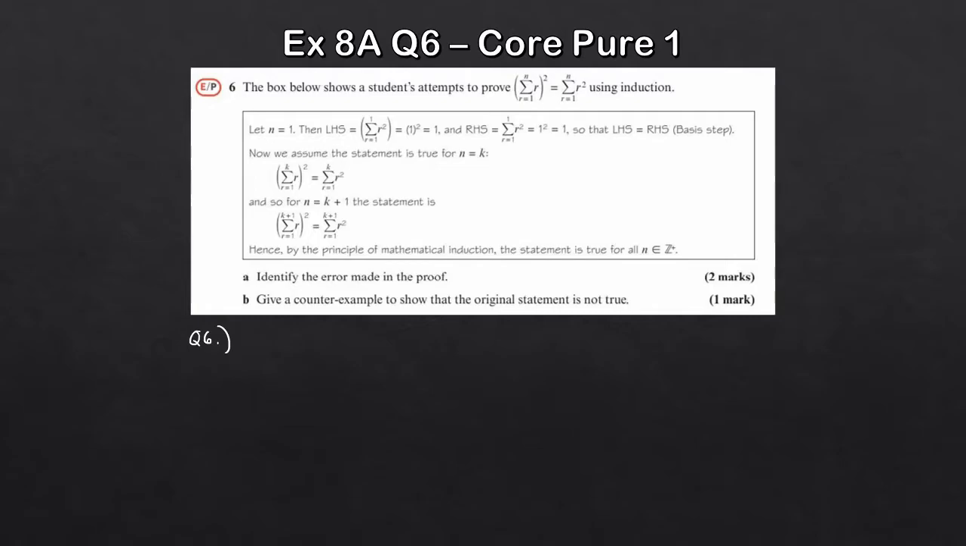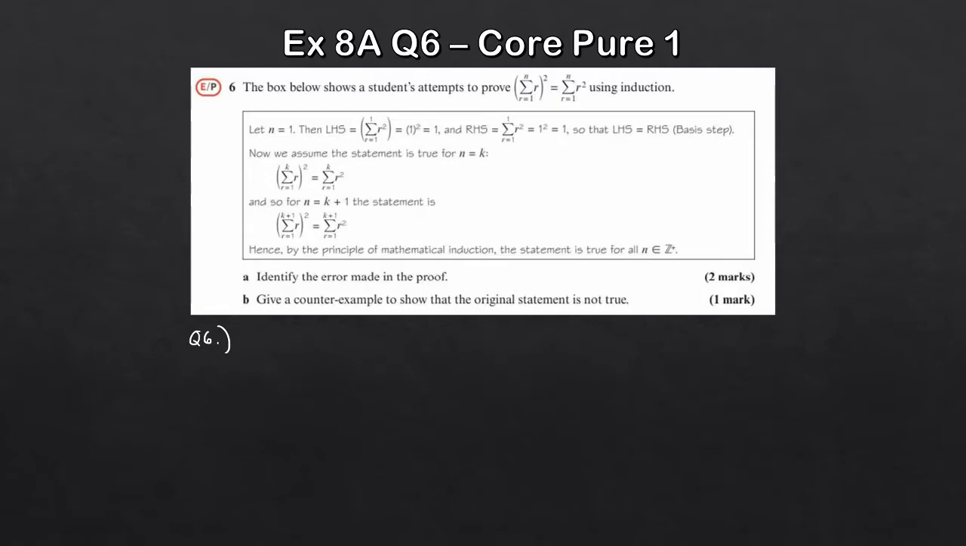For any proof by induction question, we start with the base case, so we're letting n equal 1. They show that the left hand side is 1 squared, which is 1. Okay, so that's not a problem. The right hand side is just the sum of 1 squared here, so that's just 1 as well. So the left hand side is equal to the right hand side. So far, that's perfect. The next step here is they assume the statement is true for n equals k, and they actually demonstrate that. Again, at this point, there's nothing wrong.